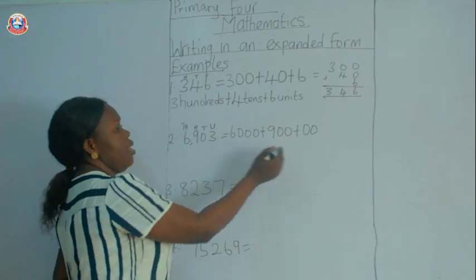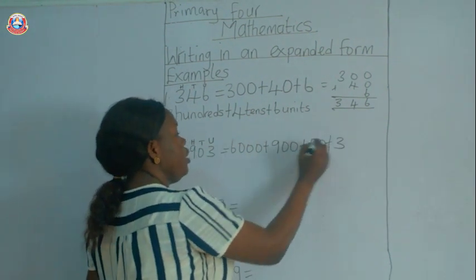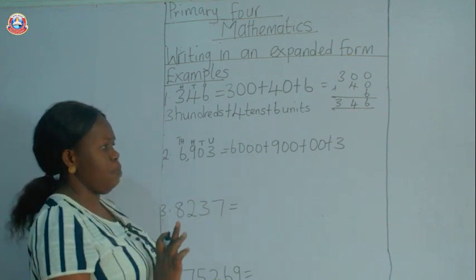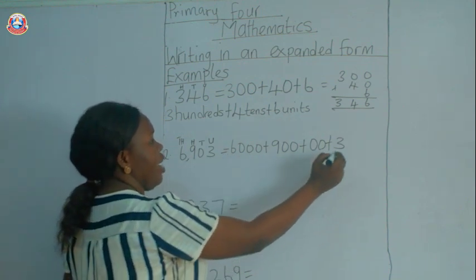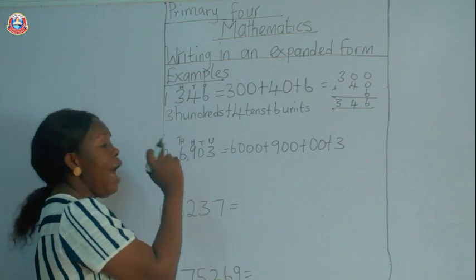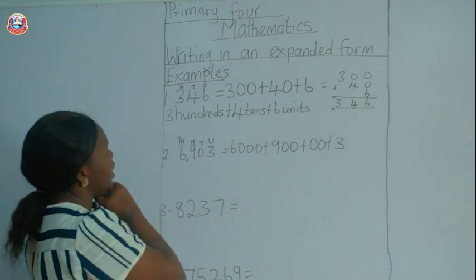That's 0 tenths. Then plus what? Plus 3. There's no figure after 3 again. So you leave it like that. We have succeeded in expanding this. When we bring it together again, it will give us 6,903. Do you understand?